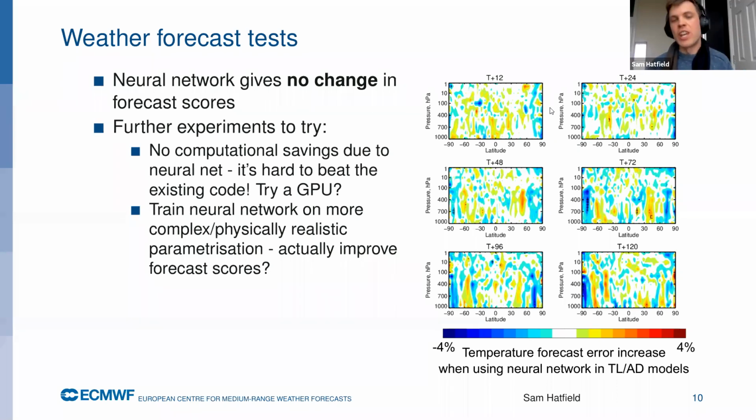In other words, when we use a neural network, we see no change in the forecasting error. So in principle, if we were to put this back into our operational system, we could use it to do actual weather forecasting and we wouldn't see any degradation.